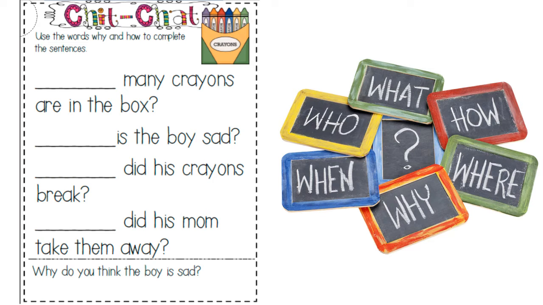For your chit chat this morning, you're going to continue practicing with question words. Remember, question words are words like who, what, where, when, why, and how. So for these sentences, you're going to be using why or how. So see which one makes the most sense. For example, for this first one, why many crayons are in the box? I'm not sure that makes any sense. How many crayons are in the box? That one works much better. See if you can do the rest on your own.